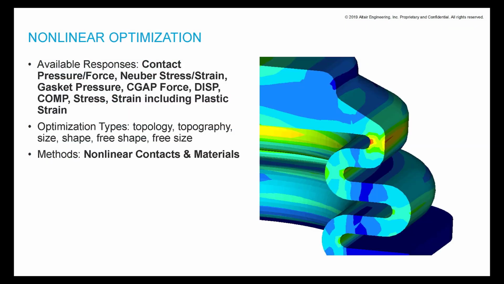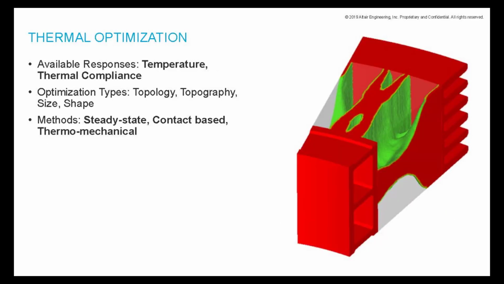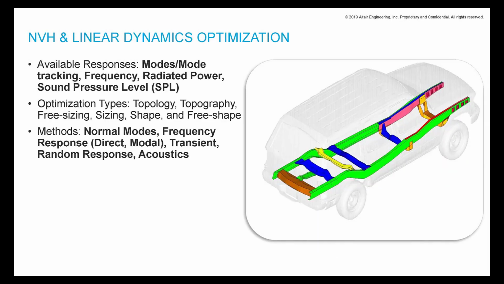Nonlinear contact and material are supported for all optimization types. The available responses are contact pressure, Neuber stress, gasket pressure, C-gap force, and plastic strain. Thermal optimization can be performed for pure thermal optimization problems or coupled thermal structural optimization problems. NVH optimization is supported for all optimization types. The available responses are tracking both frequency, radiated power and sound pressure level.